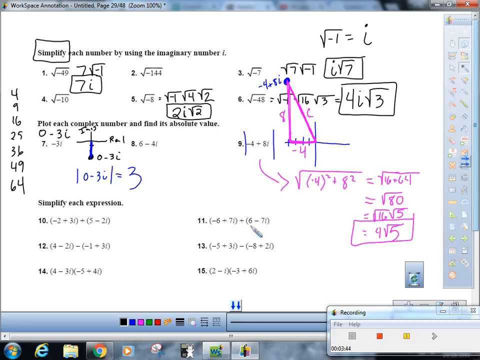So what's -6 and +6? 0. 7 plus -7. You just write that as 0 if you wanted.